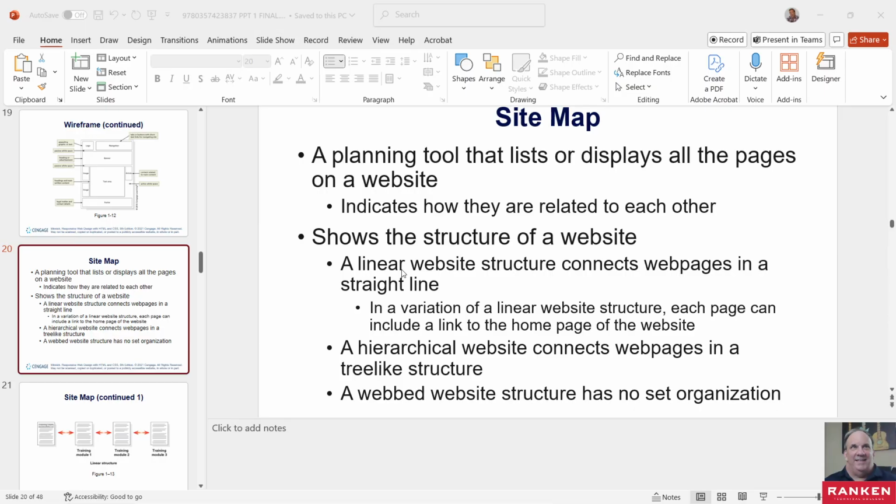So it's the structure of a website. A linear website structure connects web pages in a straight line. A hierarchy website connects web pages in a tree-like structure. A webbed website structure has no set organization. So different kinds of structures: hierarchy, linear, and webbed.